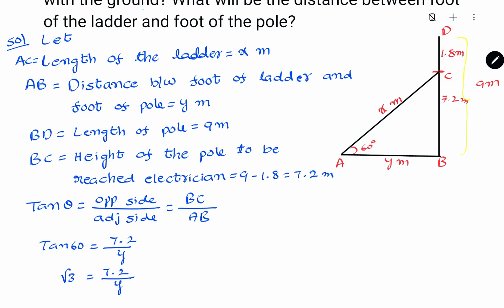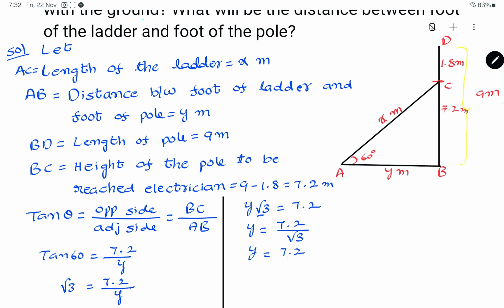Do cross multiplication. Here y into root 3 is equal to 7.2. Now transpose root 3 from LHS to RHS. Then it will divide RHS. 7.2 by root 3. In the denominator root 3 is there, so we rationalize the denominator with root 3. Here multiply root 3 and divide by root 3. y is equal to 7.2 by root 3, multiply root 3 by root 3.